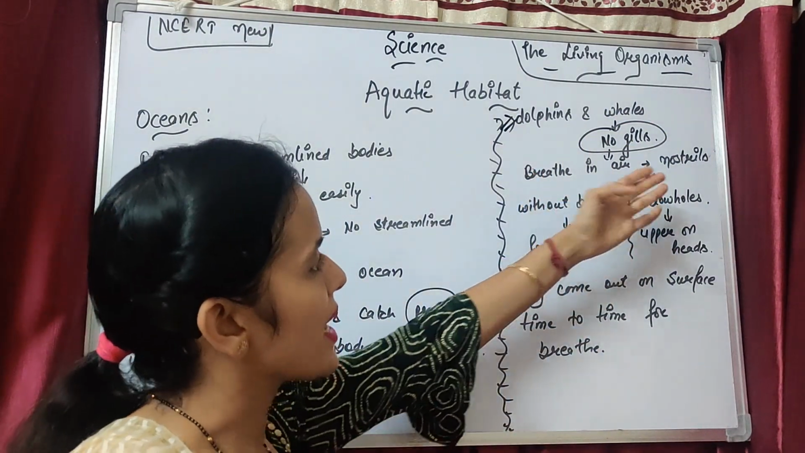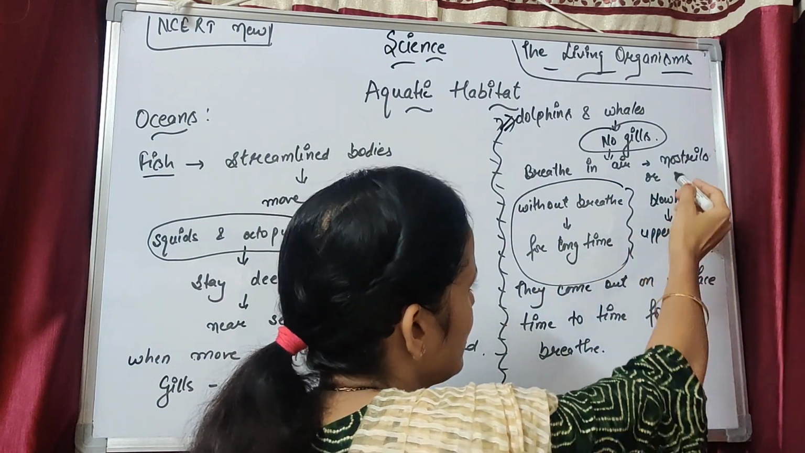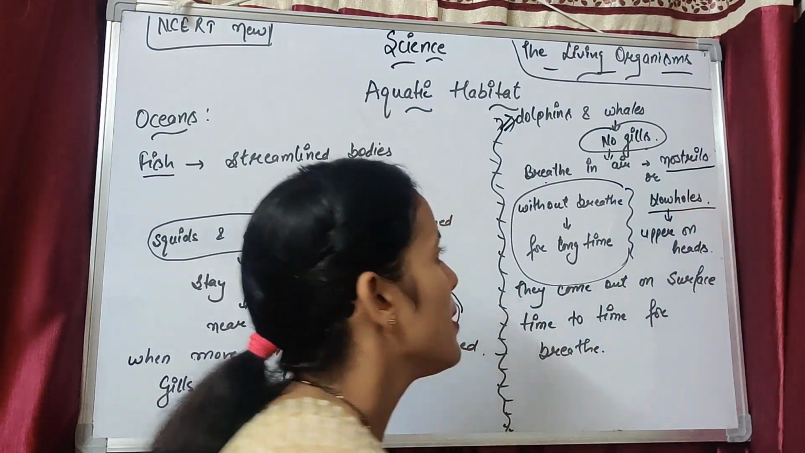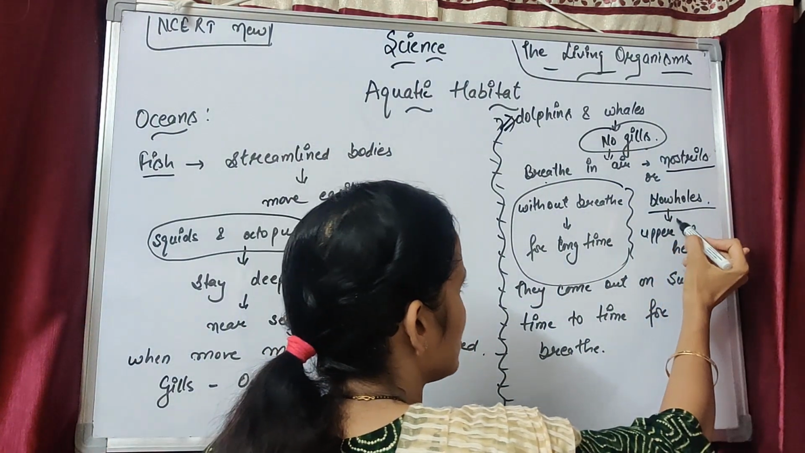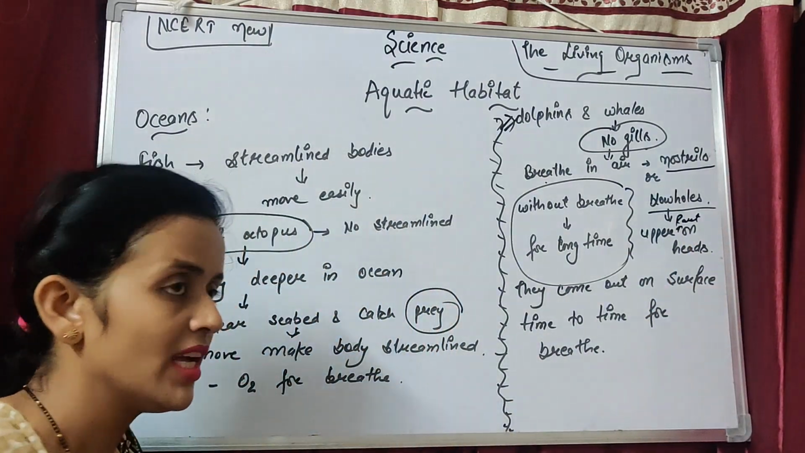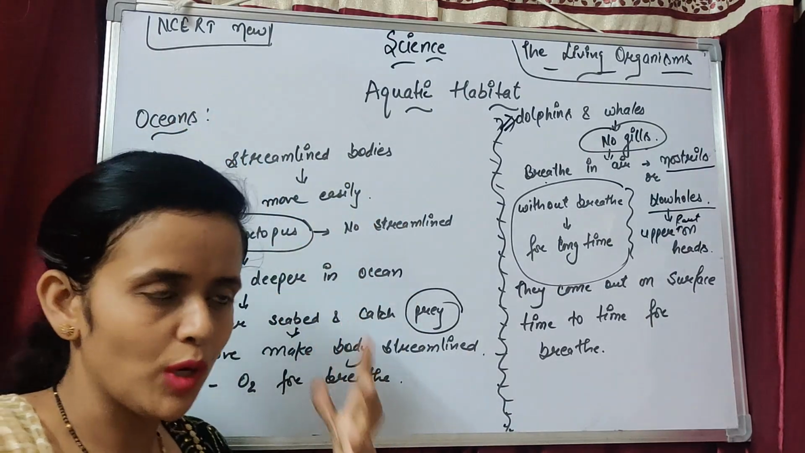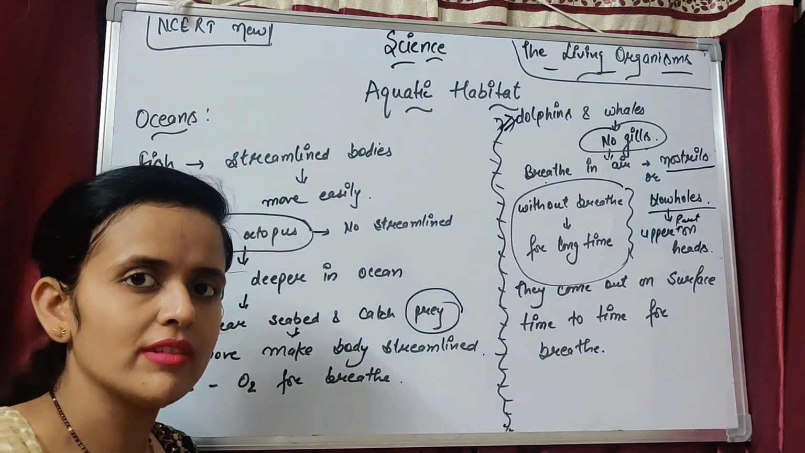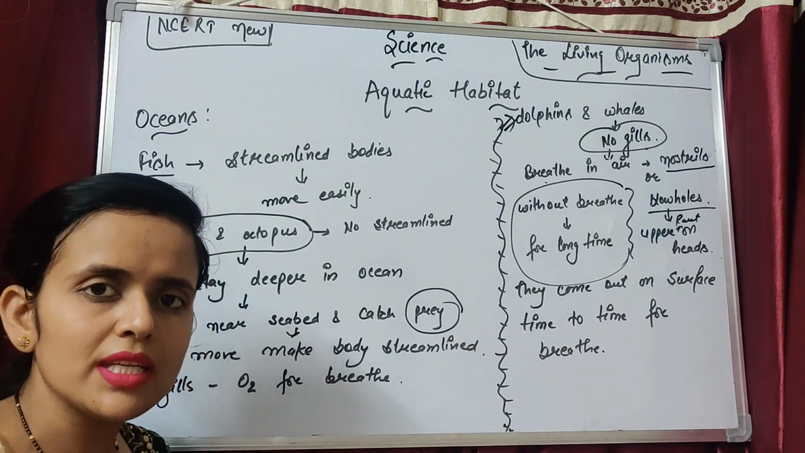They breathe in air by nostril or blowholes. Blowholes are present on the upper part of the head of the dolphin and whale. The upper part of the head is here, and there are nostrils or blowholes by which they can breathe in air. So they do not breathe inside the water.